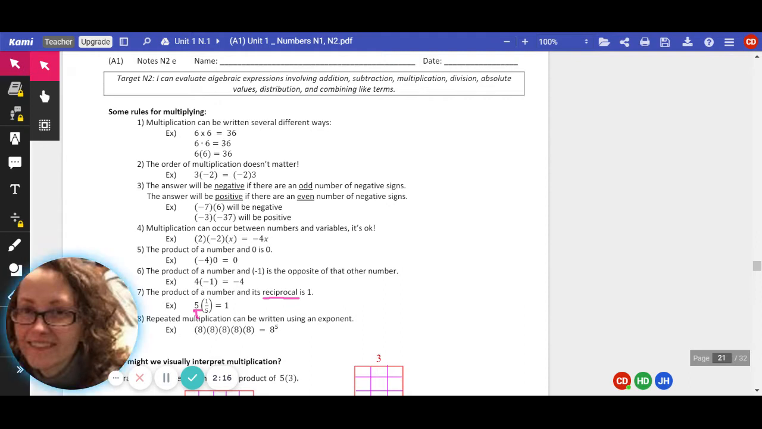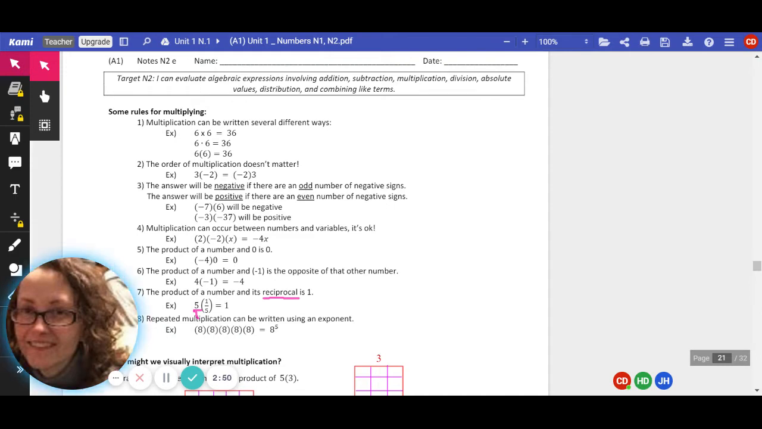Rule 7 states that if we multiply a number by its reciprocal, which is the flip of a fraction, the answer will be 1, always. So in this example, 5 times 1/5 will be 1. 9 over 10 times 10 over 9 would also be 1. A diamond over a heart times a heart over a diamond would be 1.